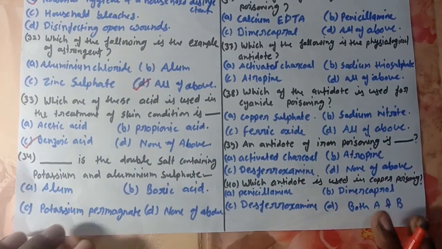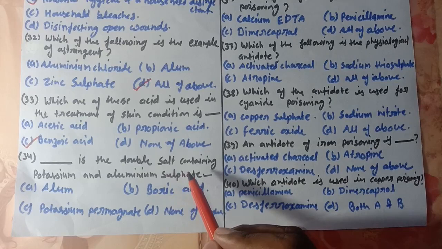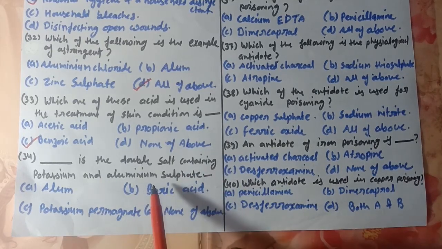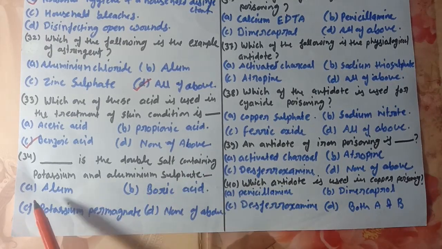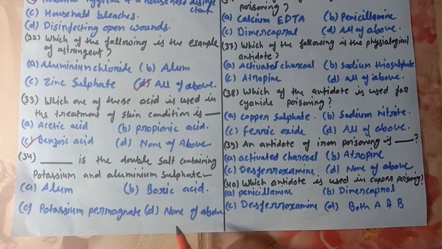Question number 34. Dash is the double salt containing potassium and aluminum sulfate. Option A, alum; option B, boric acid; option C, potassium permanganate; option D, none of above. So the answer is A, alum.